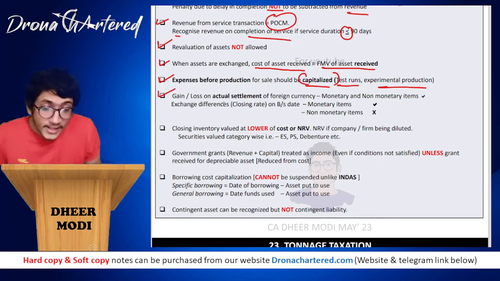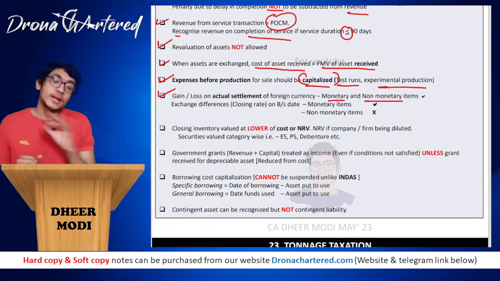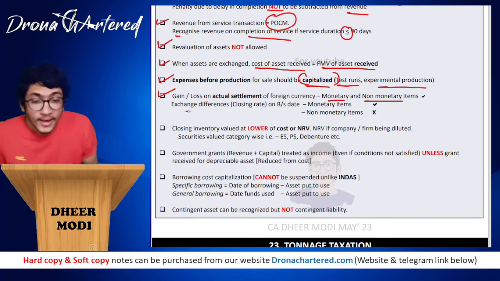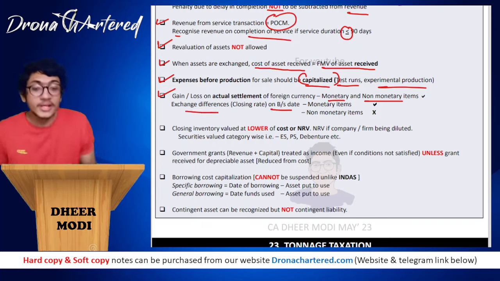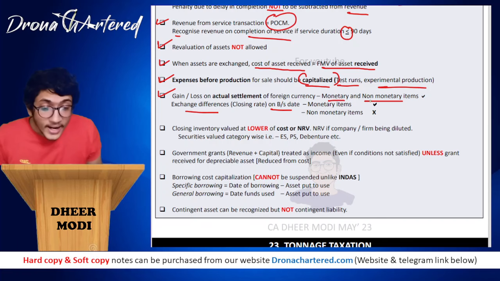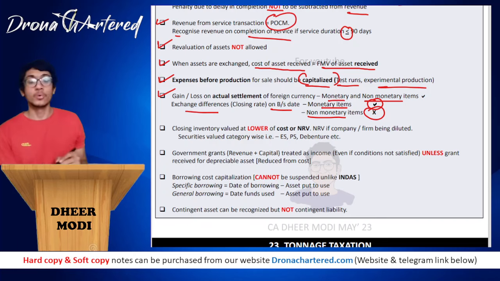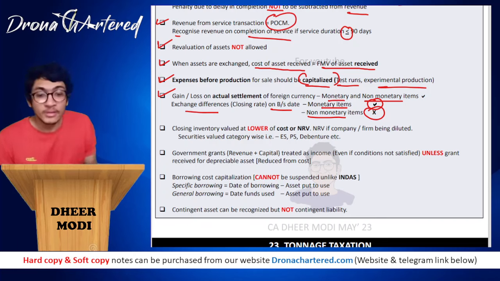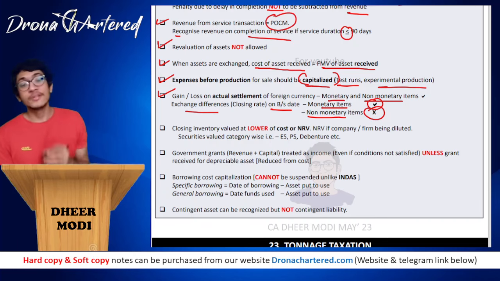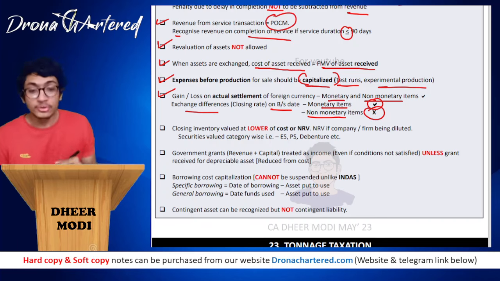Next, any gain or loss on actual settlement of foreign currency. You will be allowed on both monetary and non-monetary items. Both will be allowed. However, exchange difference on balance sheet date, that is your closing rate, will only be allowed on your monetary items, and on your non-monetary items that will not be allowed. Okay, so only for monetary items it will be allowed, because this is not your actual difference.